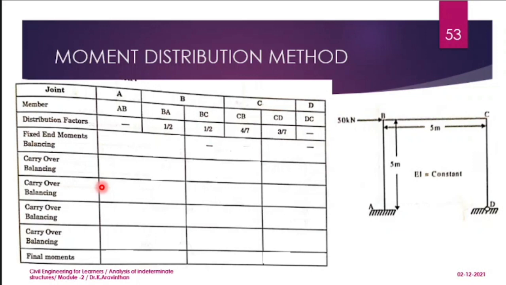So right now you got the moment at both the columns. You have to write the joint member distribution factor. What is the distribution factor you got? BA is 0.5, BC is 0.5, CB and CD are 4 by 7 and 3 by 7. This is the distribution factor you got. So this you have already found out.